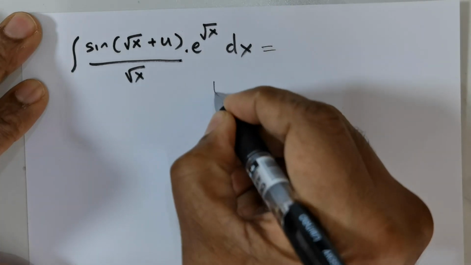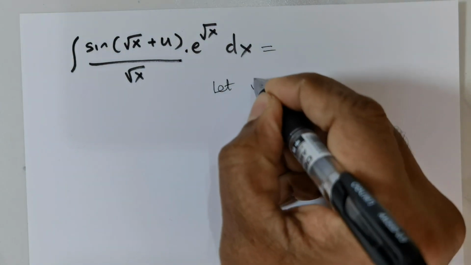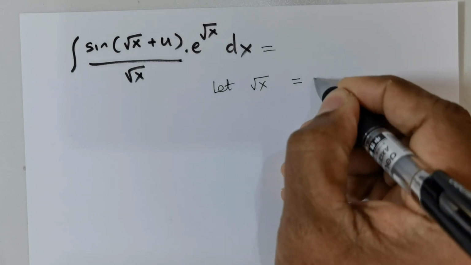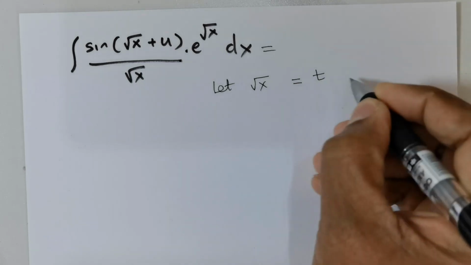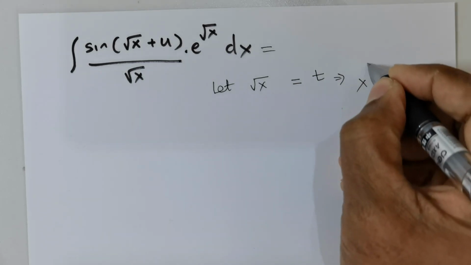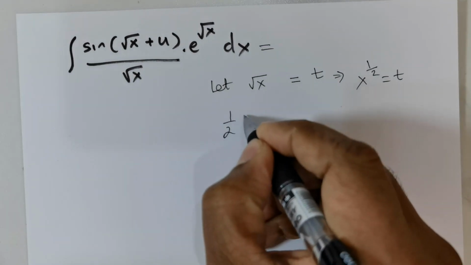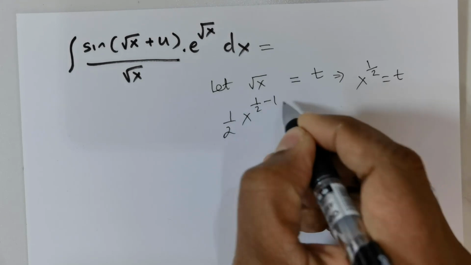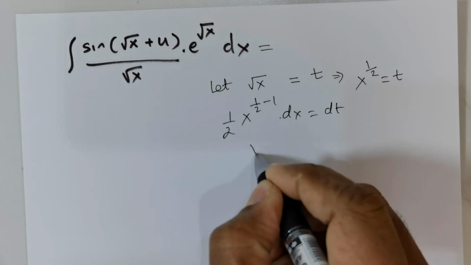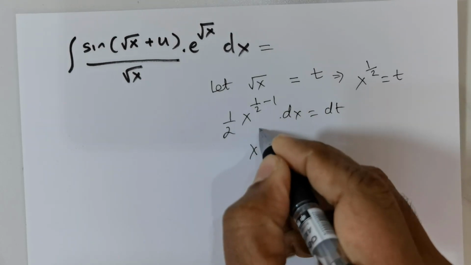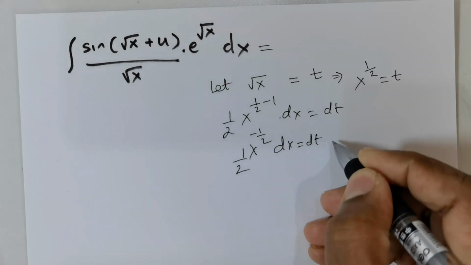Now foremost, what I wish to do is make the following substitution. Let root of x be equal to some t. Now what is root of x? Root of x is nothing but x raised to the power 1 over 2. This is equal to t. Now you differentiate both sides, you get 1 over 2 times x raised to the power 1 over 2 minus 1, multiplied with dx, is equal to dt. Now this is nothing but 1 over 2 minus 1. That's going to be negative 1 over 2, times 1 over 2 times dx, is equal to dt.